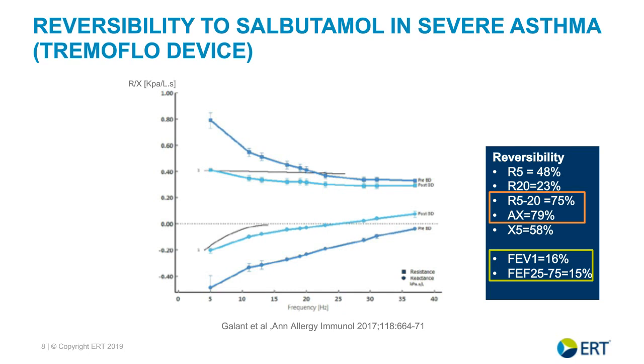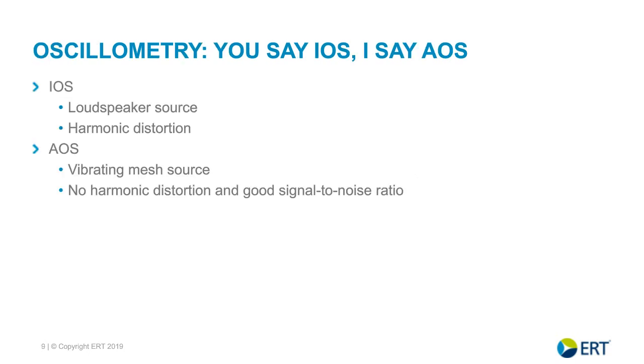Now there are two ways of measuring oscillometry. The first is using impulse oscillometry, known as IOS, and the second is using a more modern technique called airwave oscillometry, or AOS. IOS, which is the older technique, involves using an old-fashioned loudspeaker source, and as such, that involves quite a lot of harmonic distortion. Whereas AOS uses a more modern vibrating mesh source, which involves no harmonic distortion and hence has a much better signal-to-noise ratio.